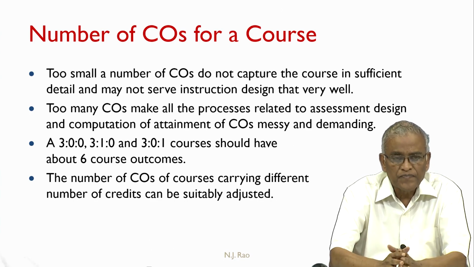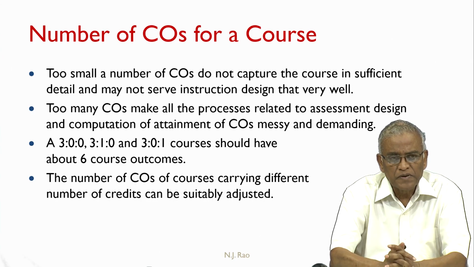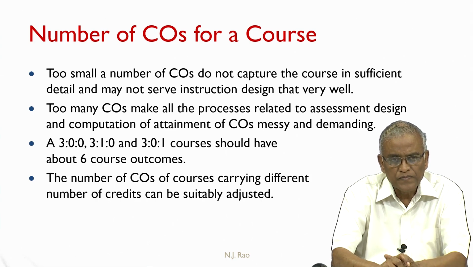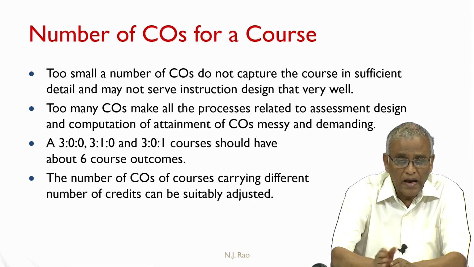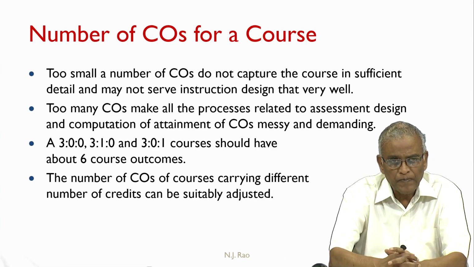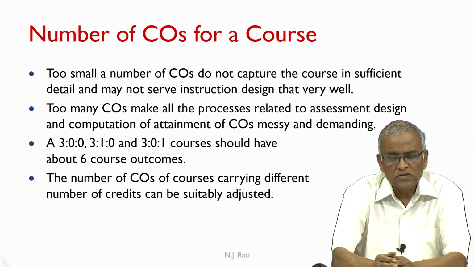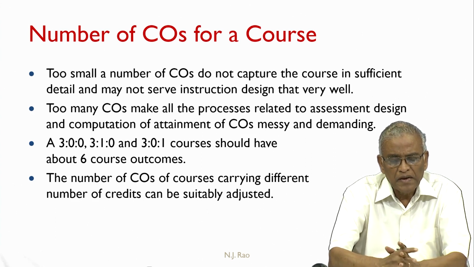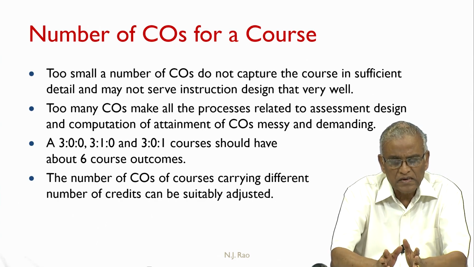So, what is the number? After a bit of trial and error, it has been found that a course like 3:0:0 or 3:1:0 or even 3:0:1, where the lab is part of the course itself, should have about 6 course outcomes. 6 would mean 6 plus or minus 1 or 2, though personally my view is that it should be between 6 and 8. Of course, nothing happens if you write one more extra or one less. It is not that kind of thing.